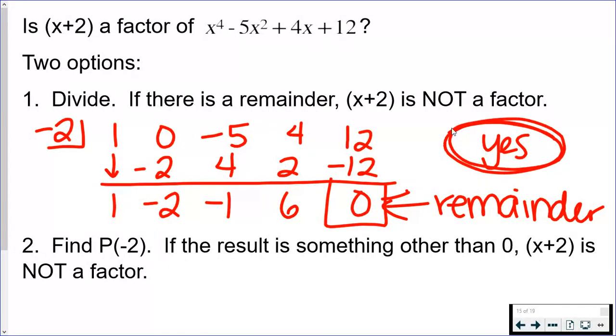Now, your other option is to use the remainder theorem, so I will demonstrate that. To use the remainder theorem, you take whatever number you would have put in the box for synthetic division, and you just plug it into your polynomial. So because I'm dividing by x plus 2, I'm going to take -2 and plug it in for every x in that polynomial.